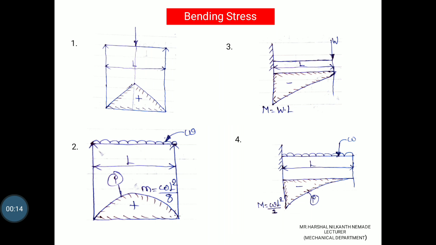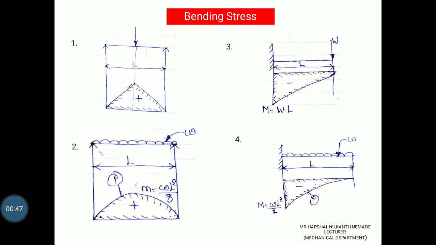Bending stresses. You may see in the first figure there is one simply supported beam where in the middle I have applied one point load. So how will be the bending moment? In the second figure, there is a UDL. In the first figure there will be a straight inclined line. In the second figure, when there is a UDL over the whole span, you may see there will be a parabola. So the moment is given by W into L square divided by 8.